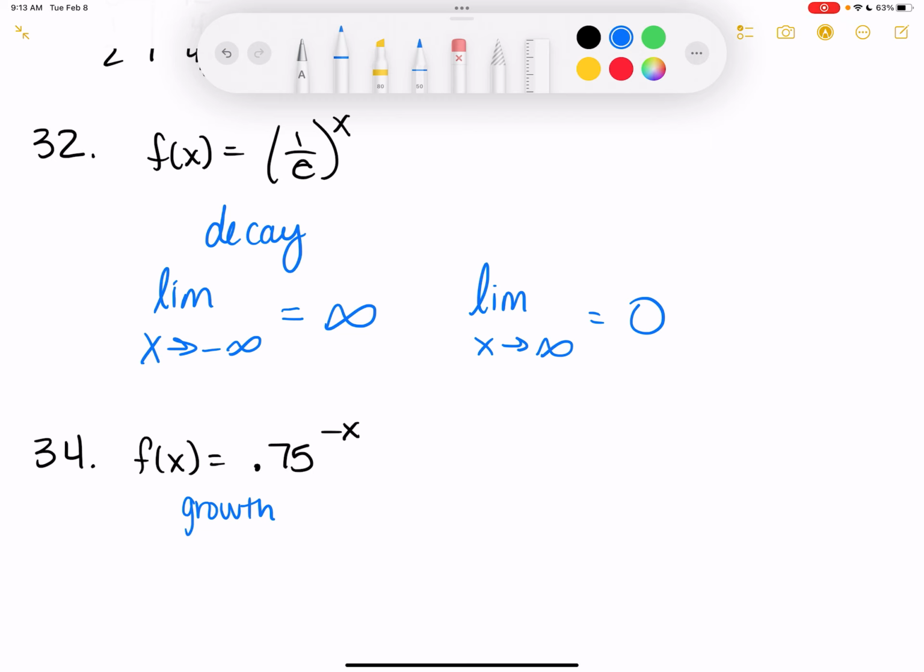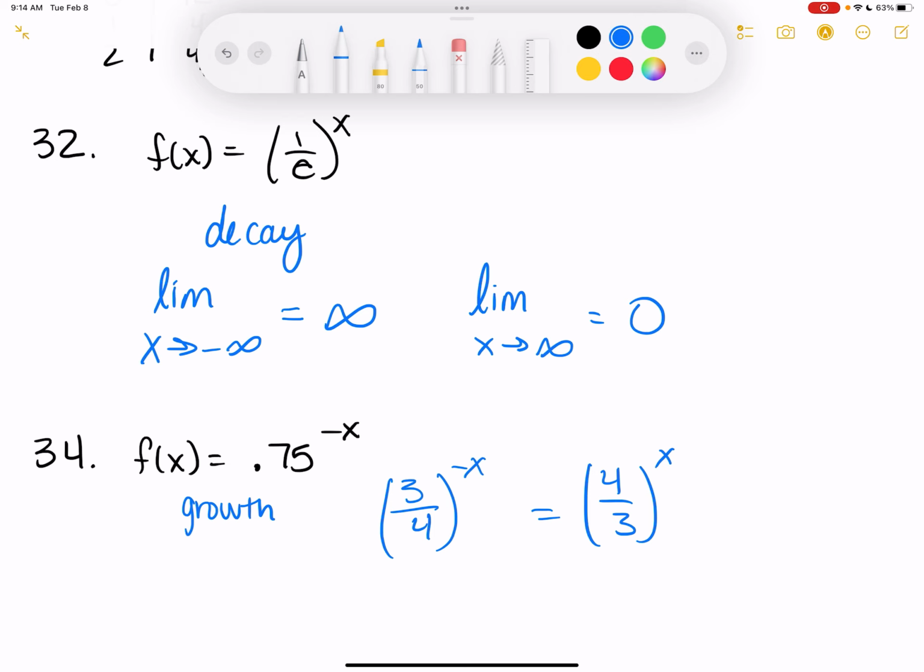Or would that not matter? So what I would do to think about this, I'm leaving this here and we'll see if Hope is right. 0.75 is 3 over 4, yes. To the negative x. Because it's negative, if I flip it, I can make it positive. So it'd be 4 over 3 to the x. Growth.